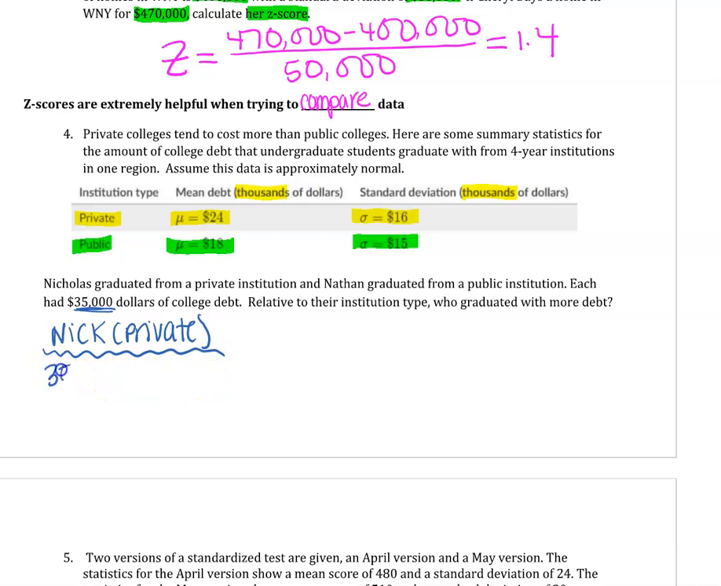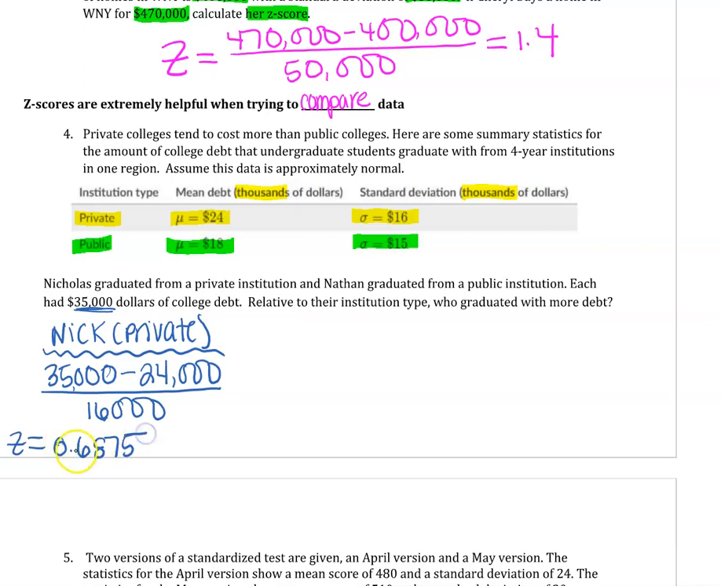All right, so he graduated with $35,000 in debt. That's a difference from the mean of 24,000. Take that, divide by 16,000, and that will give me his z-score. So take a moment, figure that out. This is what I got. Okay, so about 0.6 standard deviations above the mean.